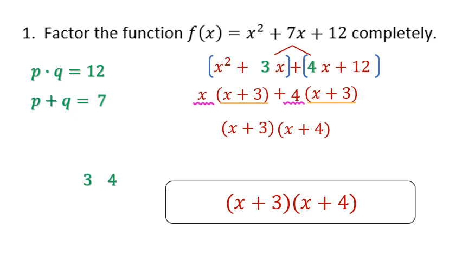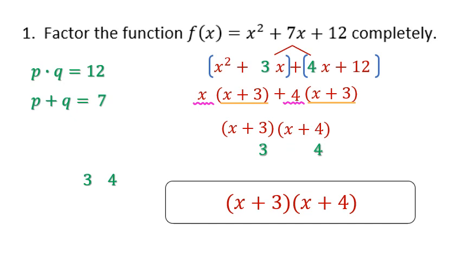Now, before we move on to the next problem, let's take a quick note that those parentheses, the x plus 3, x plus 4, we've seen that 3 and 4 somewhere before. They were my p and q. Are p and q always in my end parentheses? Matter of fact, that's pretty rare for them to end up there.